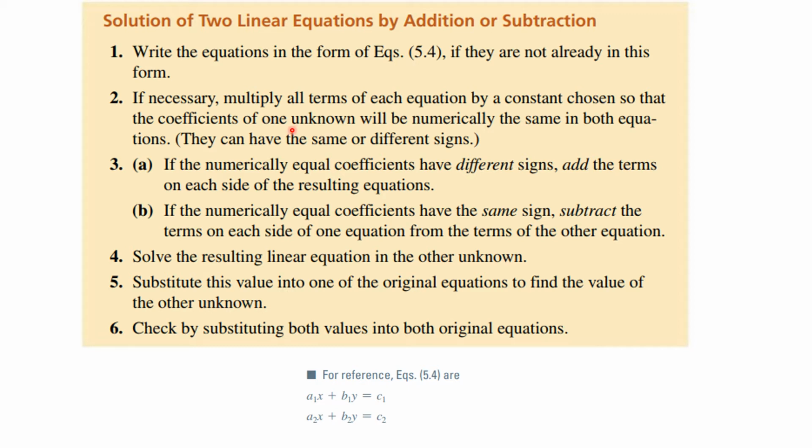Then we multiply all terms of each equation by a constant chosen so the coefficients of one unknown will be numerically the same in both equations, and they can have the same or different signs. And sometimes you'll add, sometimes you'll subtract. This is actually easier than the directions will make you think. And then you solve the resulting equation for the other unknown and substitute this value back in. Let's look at some examples.